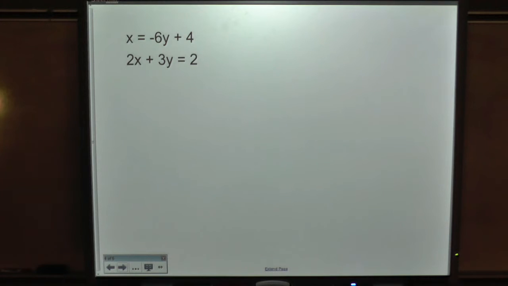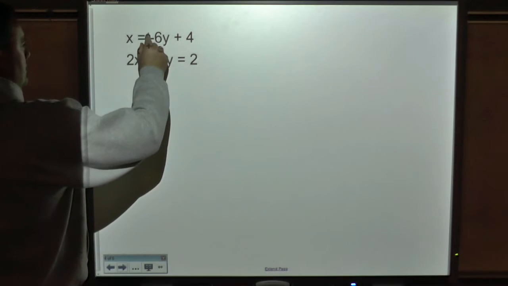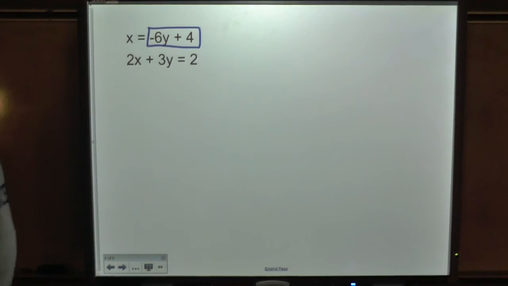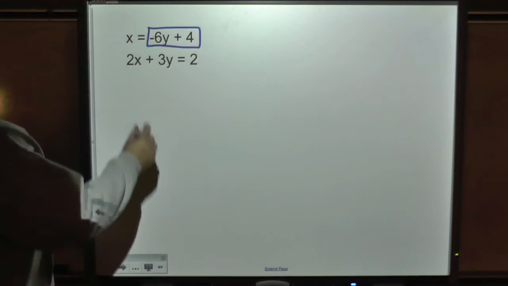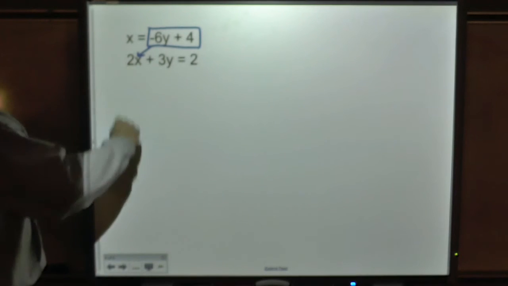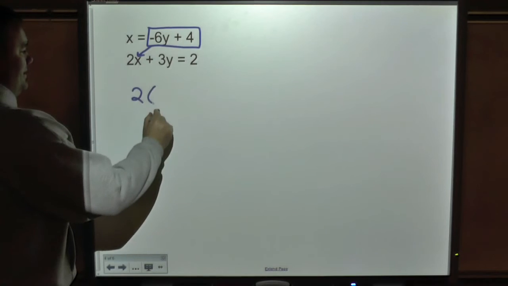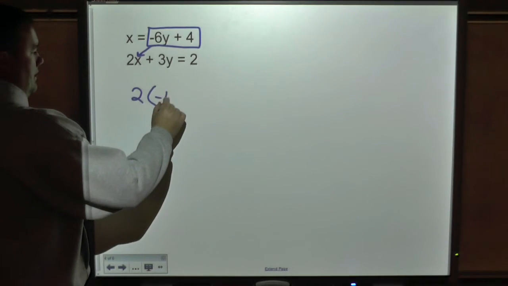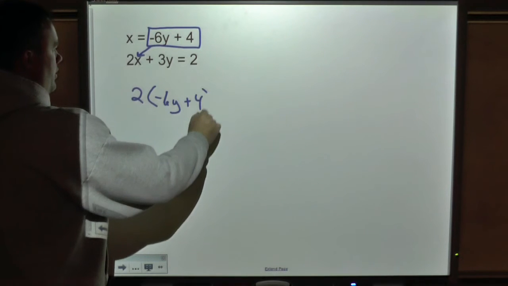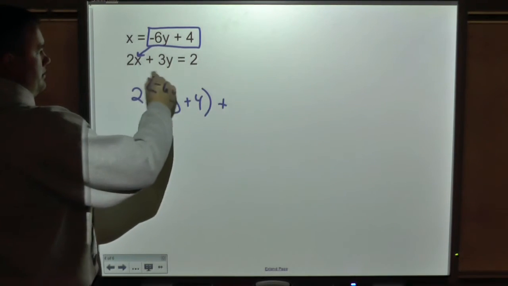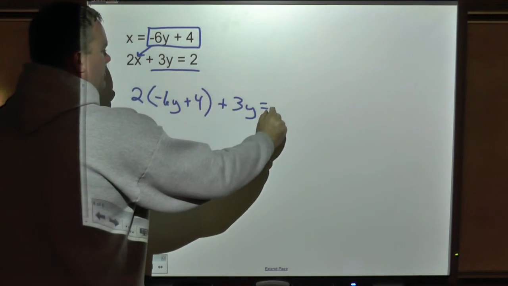Alright, let's take a look at this one. This one becomes a little more difficult, and you'll see why in a second. As before, look for the variable that's been solved for. In this case, x has been solved for. x is by itself, and its value is -6y plus 4. We need to take that value of x and substitute in for x in the other equation. So we're going to write 2 times, in this case, (-6y plus 4), then plus the rest of it, 3y is equal to 2.